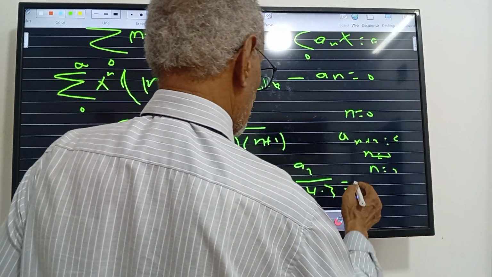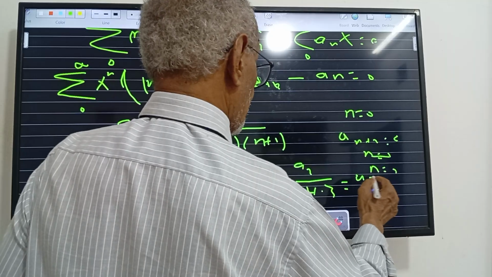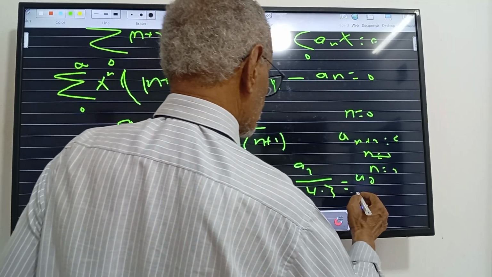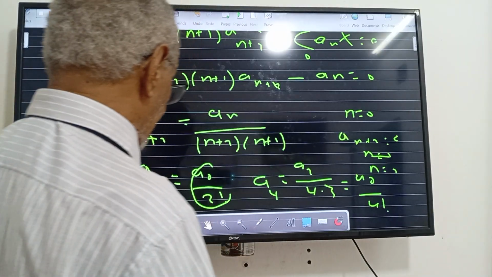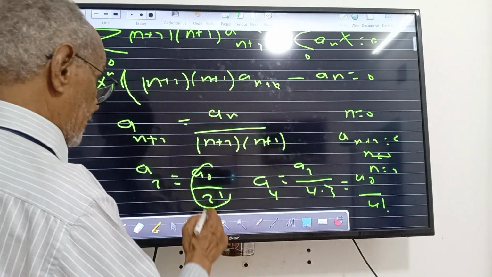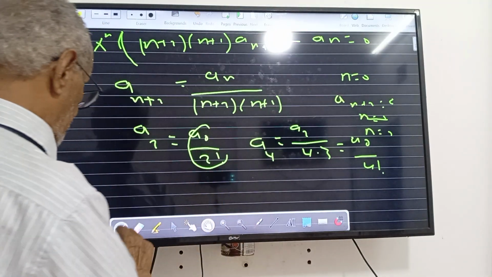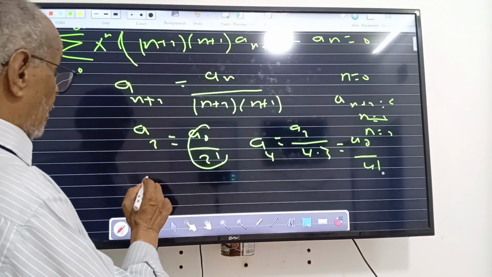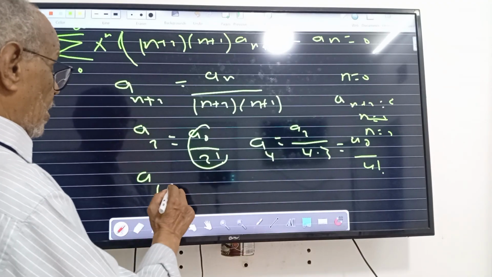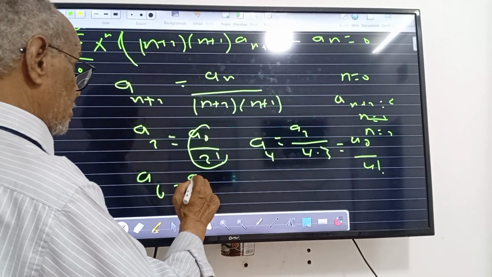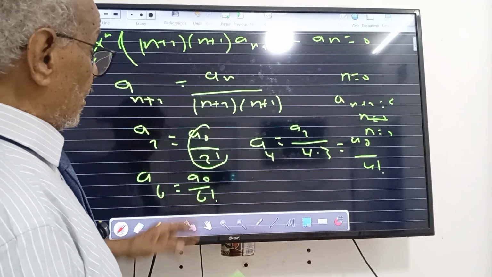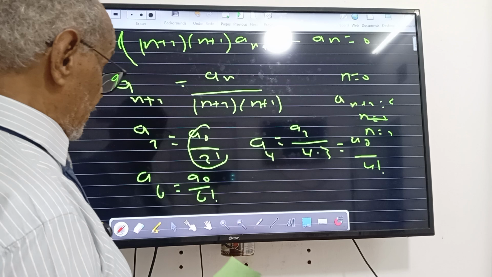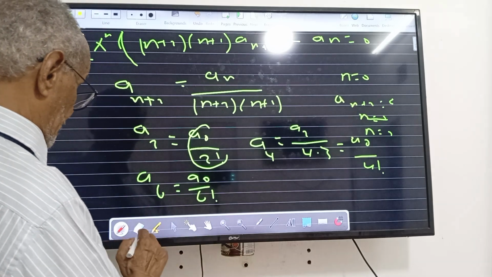A4 should be like A0 over 4 factorial. This is A4. And A6, similarly, A6 will be A0 over 6 factorial. So the even indices will be like that.